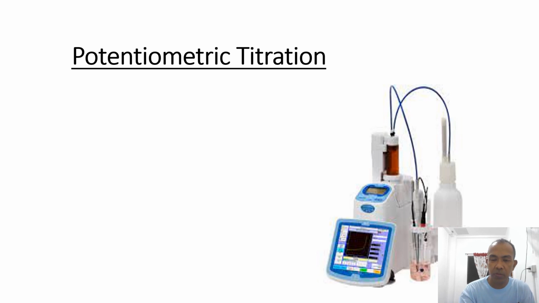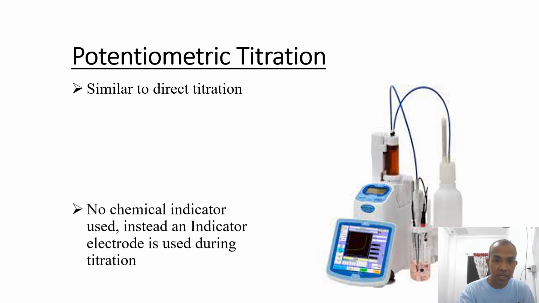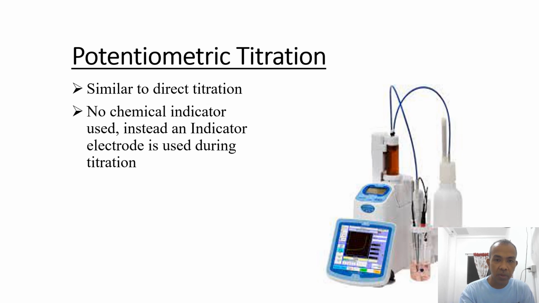Here's a sample of potentiometric titrator. I used this before in my previous job. It is similar to direct titration. No chemical indicator is used. Instead, an indicator electrode is used during titration.